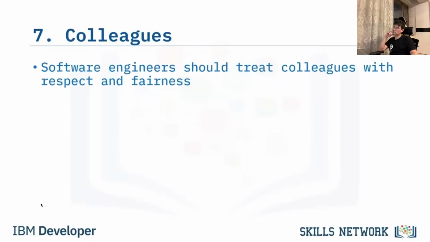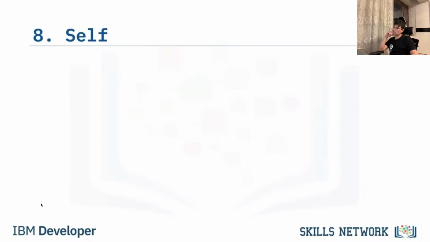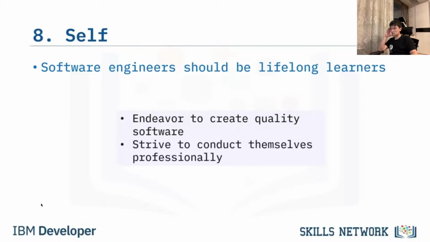Similar to the profession principle, software engineers shall treat their colleagues with respect and fairness. They should encourage their peers to comply with this code of ethics and not take credit for the work of others. The final principle, focused on the software engineer themselves, reminds software engineers about the importance of lifelong learning and professional development. They should endeavor to create quality software and strive to conduct themselves in a professional manner.